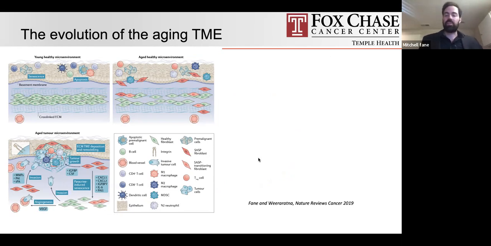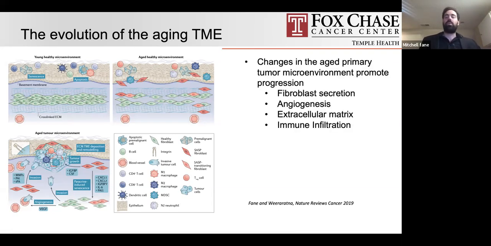So this is a review that Ashi and I wrote in 2019, basically looking at the differences between a young and aged healthy and tumor microenvironment. And we see a large number of different stromal cells change during this aging process. So one of the major components that changes over time are fibroblasts.